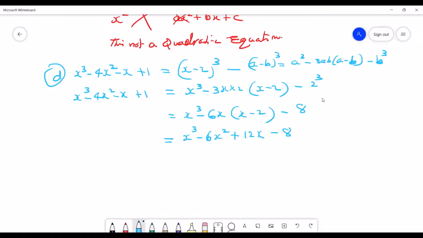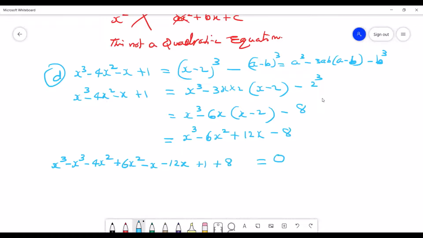Now bring all these right hand side terms to the left hand side. So in the left hand side we are having x cube. I am bringing the right hand side x cube also here, so it will become minus x cube. Then we are having minus 4x square here. Bring this minus 6x square here, so it will become plus 6x square. Then we are having minus x here. Bring this plus 12 here, so it will become minus 12x. Then we have plus 1. Bring this minus 8 here, so it will become plus 8.